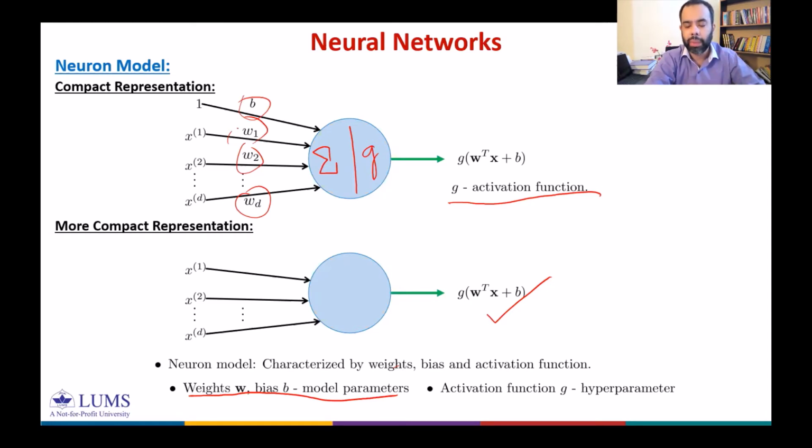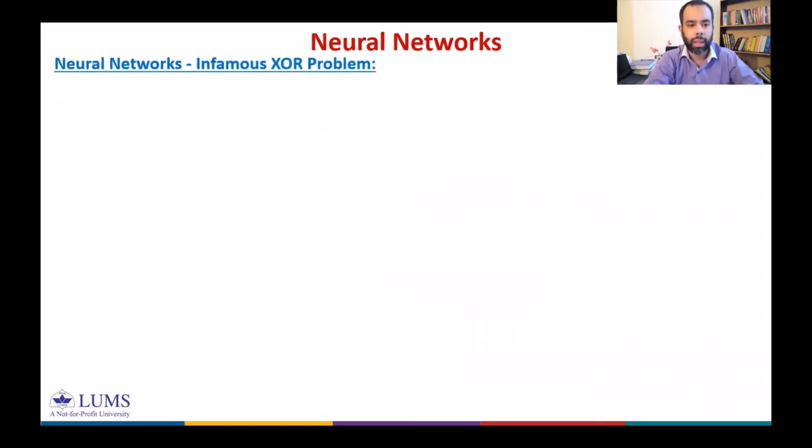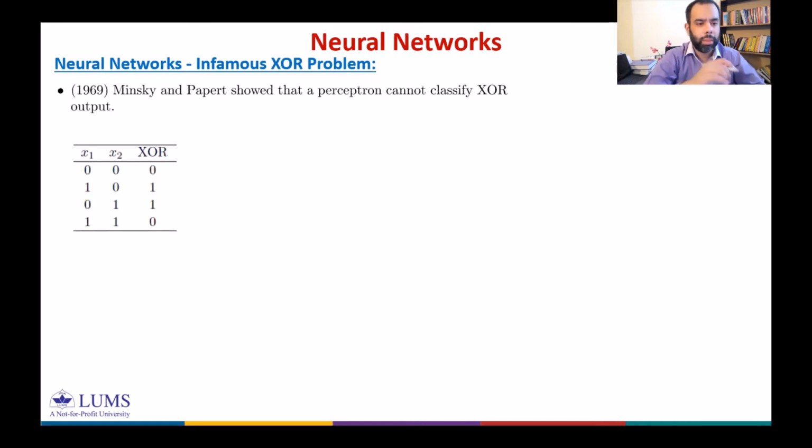Let's look at one problem which we cannot handle using a single neuron. In fact, this is the problem that was shown to be a limitation of the perceptron, and that is the infamous exclusive OR problem. Back in 1969, it was shown that a perceptron cannot classify XOR output. So this is the XOR function for two binary, Boolean inputs. You get 1 at the output when either of the inputs is 1, and you get 0 when both inputs are 1. So this is exclusive OR.